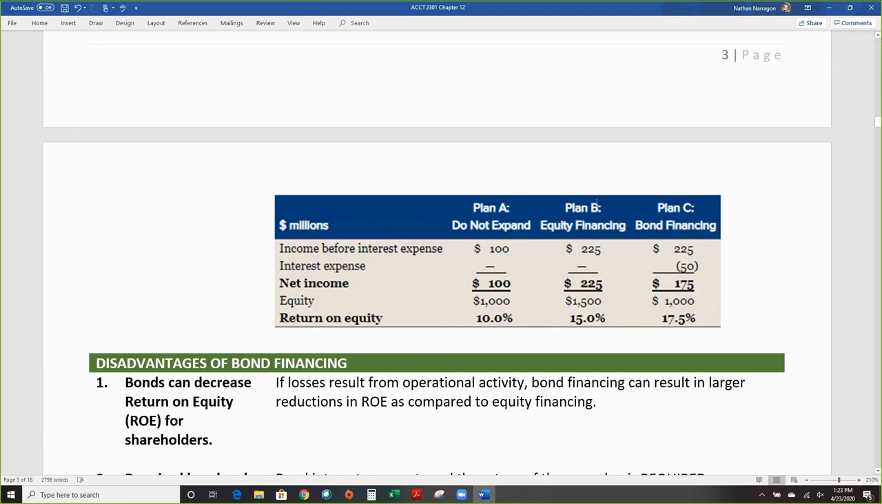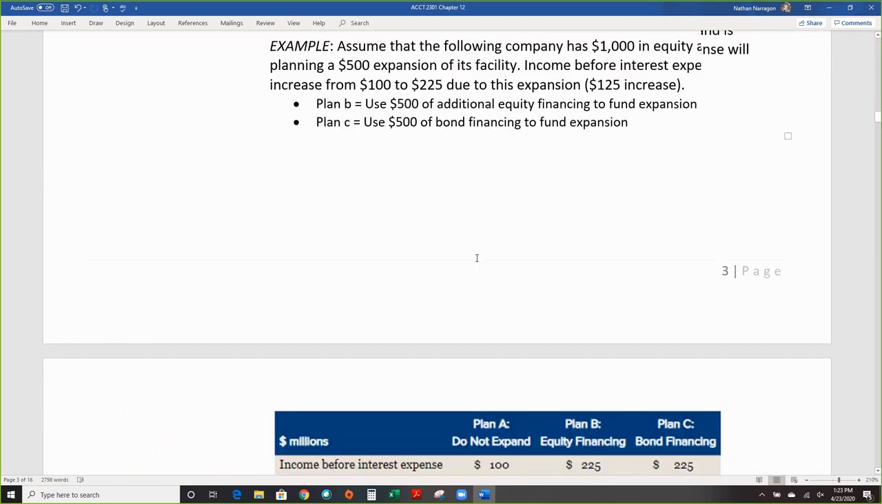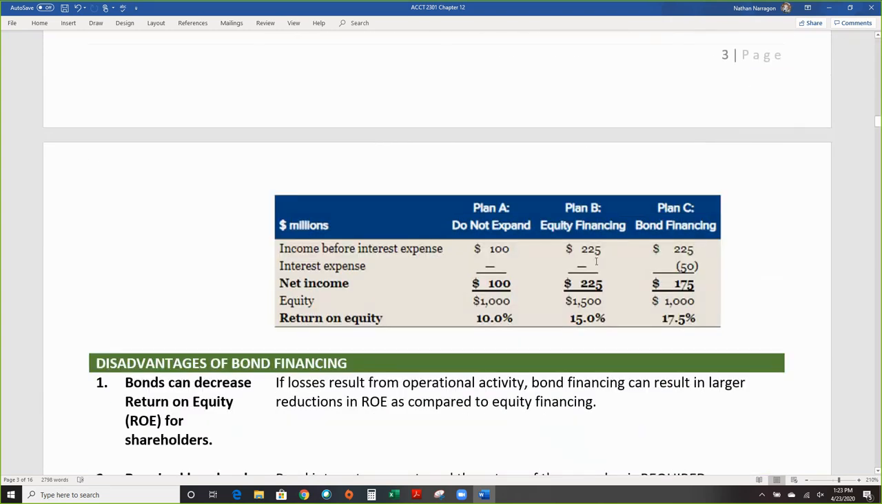And with Plan B, that's equity financing. Basically, again, out of the scenario, income does increase to 225, but it's being divided by 1,500. This is due to selling of stock. He sold 500 stock because it's equity finance. Now, it does increase return on equity up to 15%, not bad, but it's also diluting ownership for people.